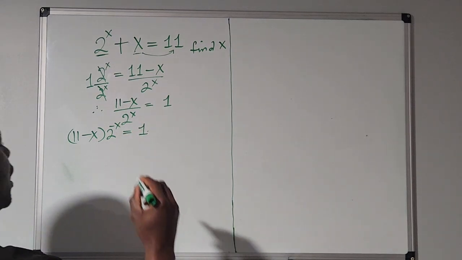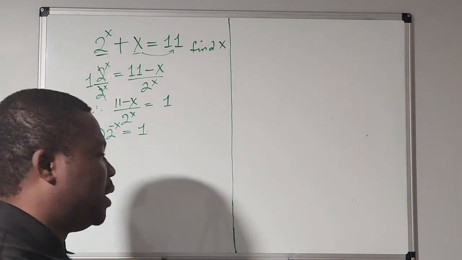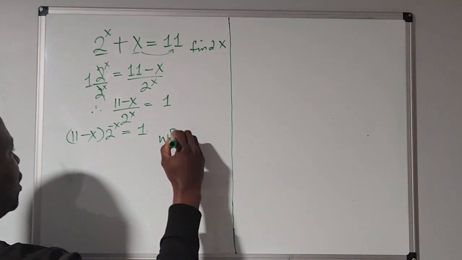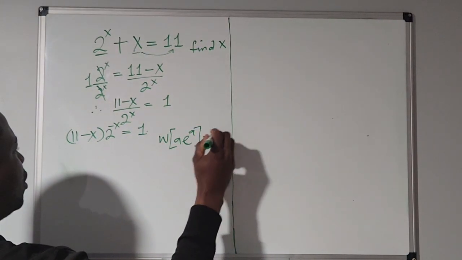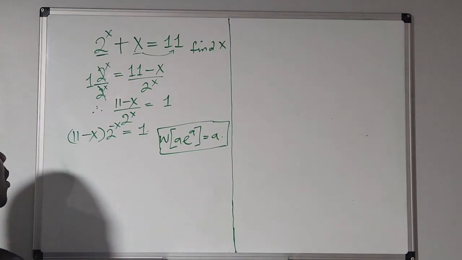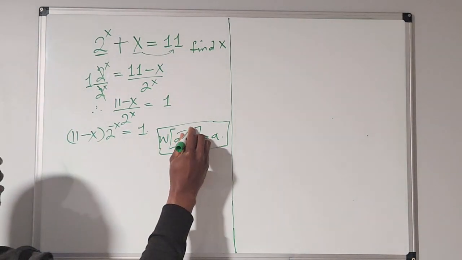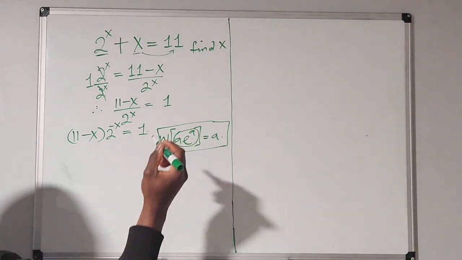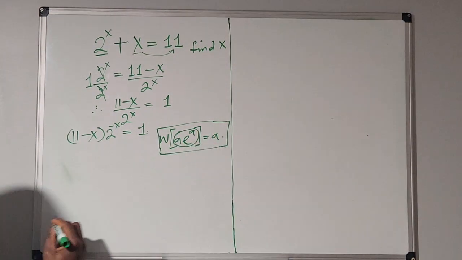Now, to be able to solve this value of x, we need to employ the Lambert's rule. And the Lambert's rule states that w a e raised to the power a is equal to a. This is the rule. So we're going to try to rewrite this left-hand side in this format so that we can apply the Lambert's rule and then get this a value or get the x value, whatever the value is.